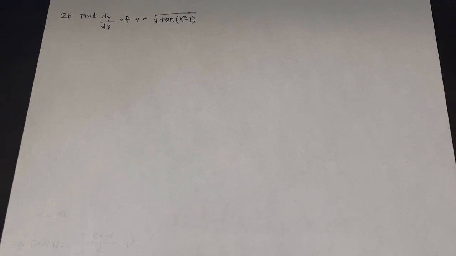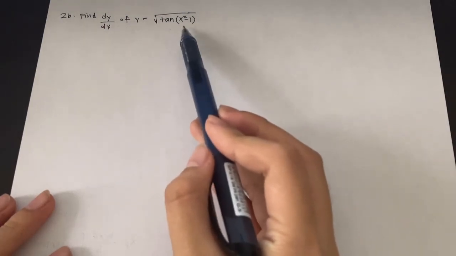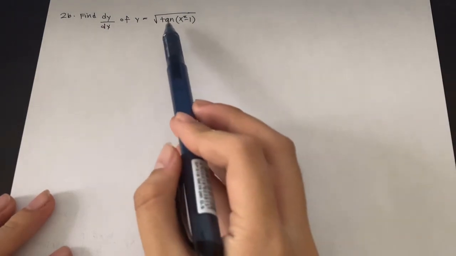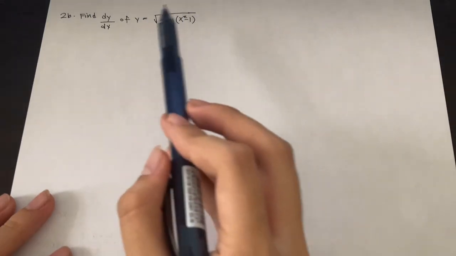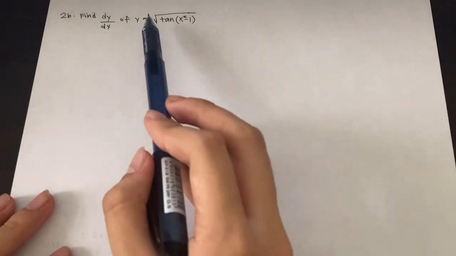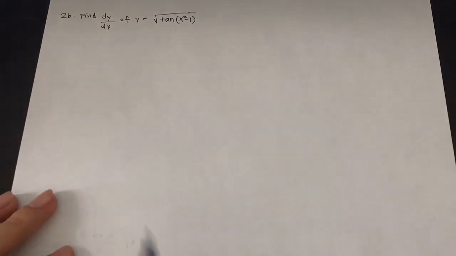So for our next problem, we have to find dy over dx if y is equal to the square root of tangent of x squared minus 1. So in this problem, I can see that we need to use the chain rule twice, because we can see here that there is an inner function x squared minus 1 within an inner function tangent of x squared minus 1 within another function, outer function actually, which is the square root of tangent of x squared minus 1.